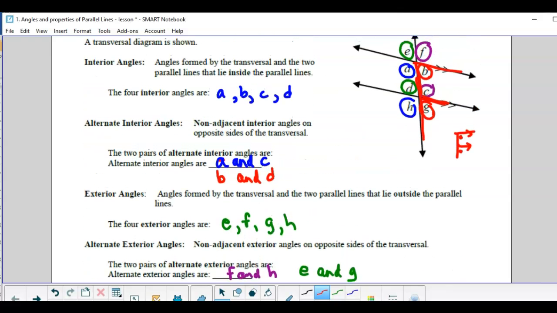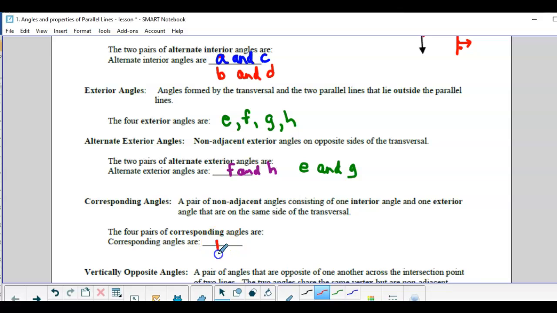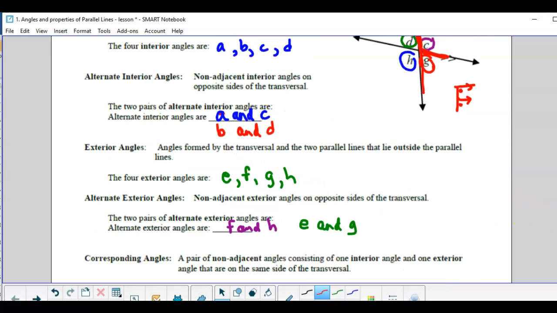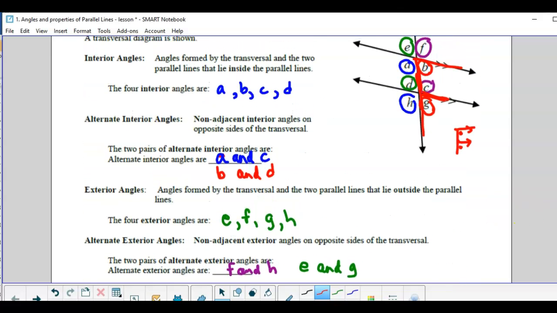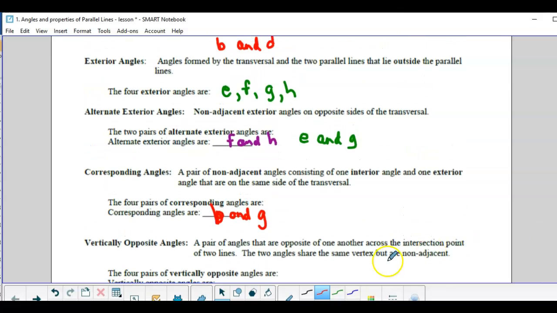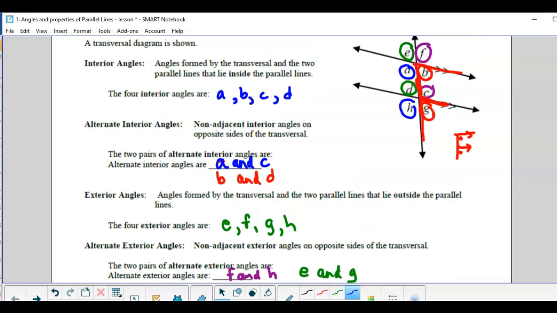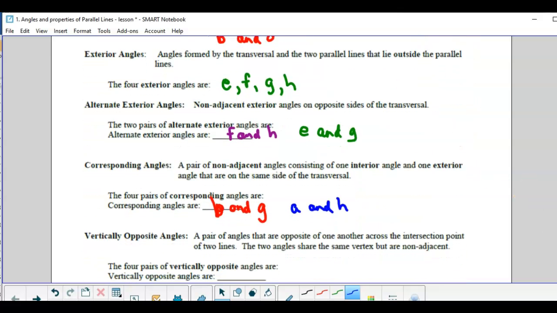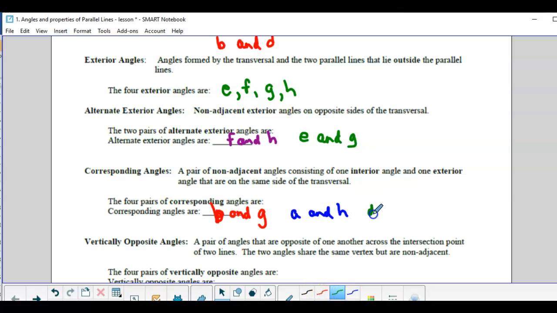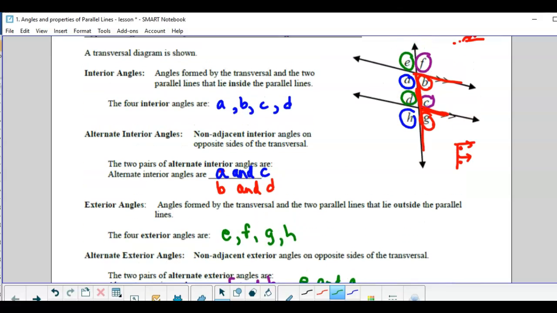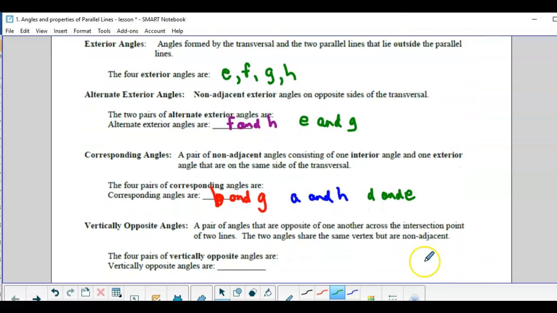So what did we say first? B and G. Oops, B and G was the red. Then we said A and H was the blue. Then we said the green was D and E. And then the purple was F and G.